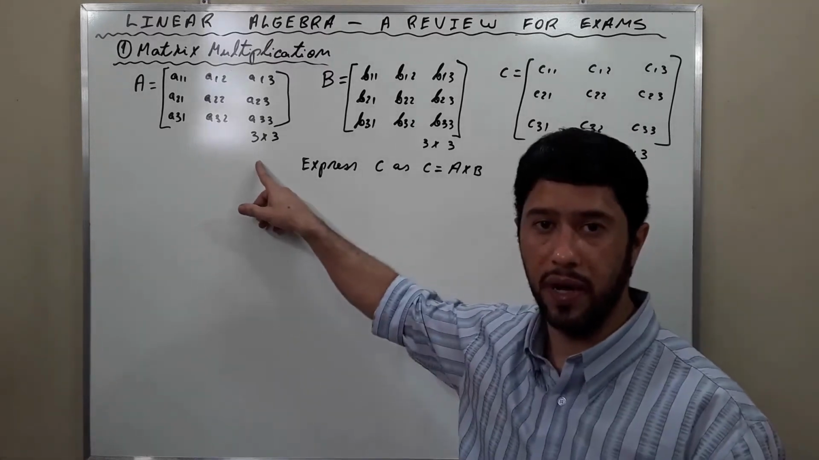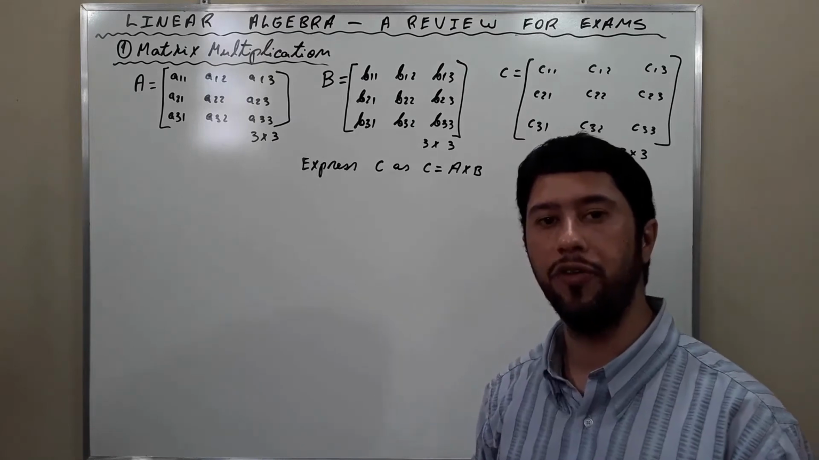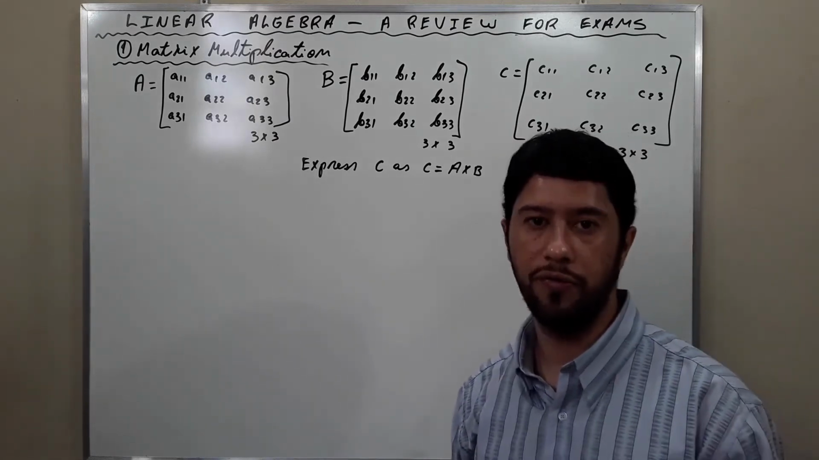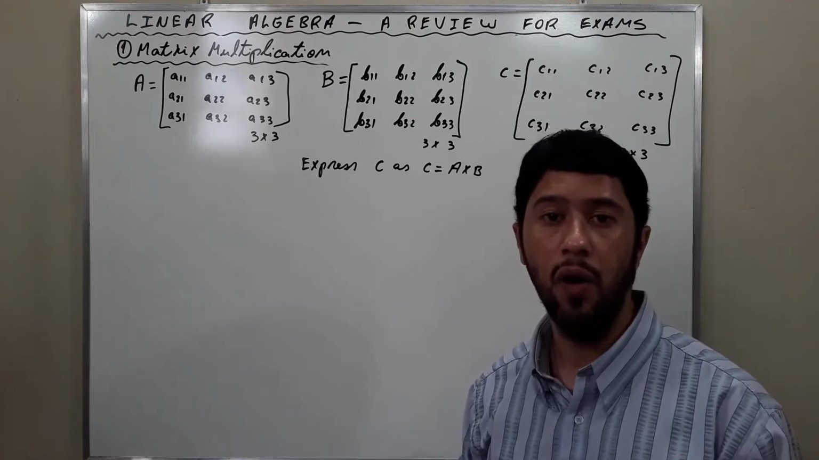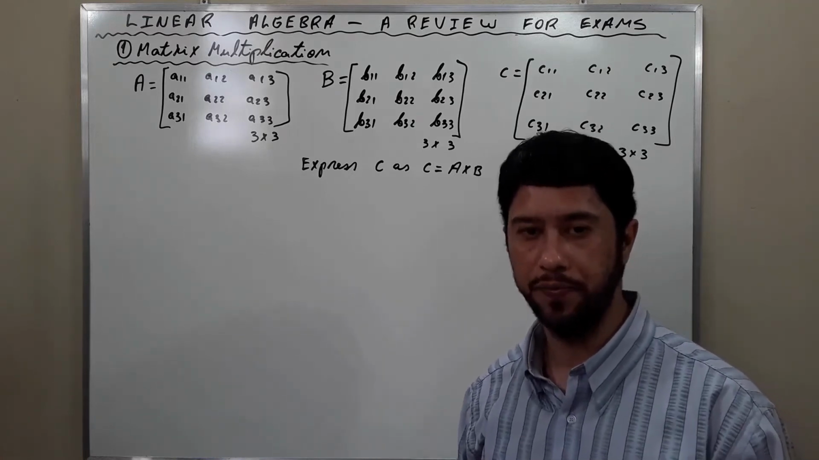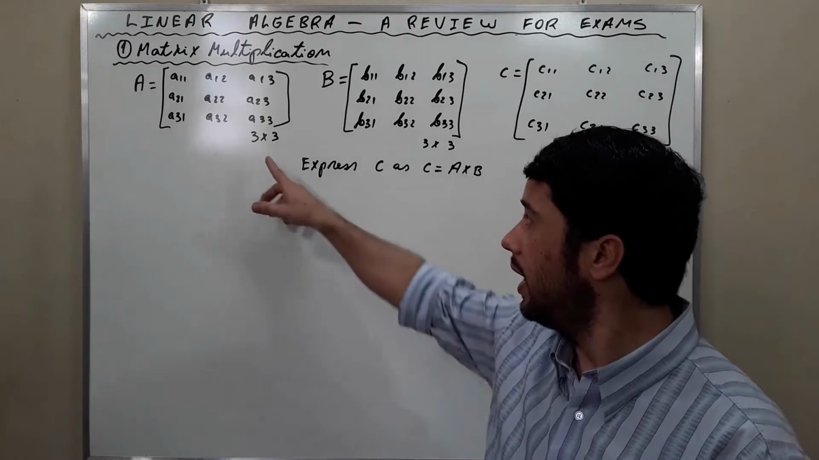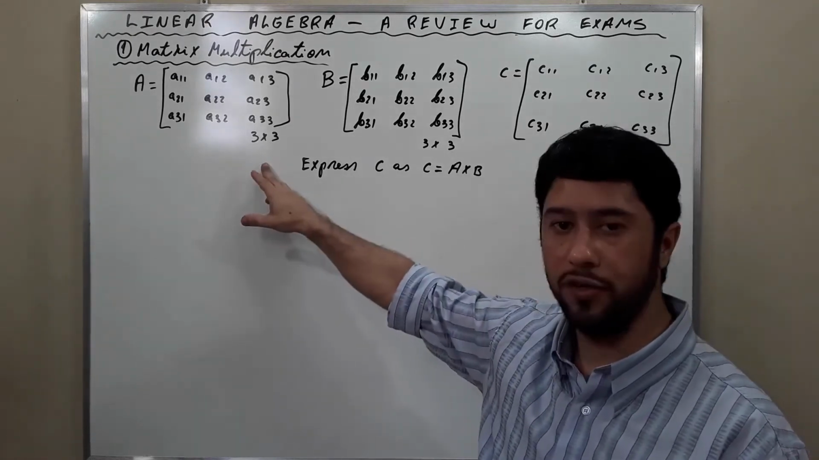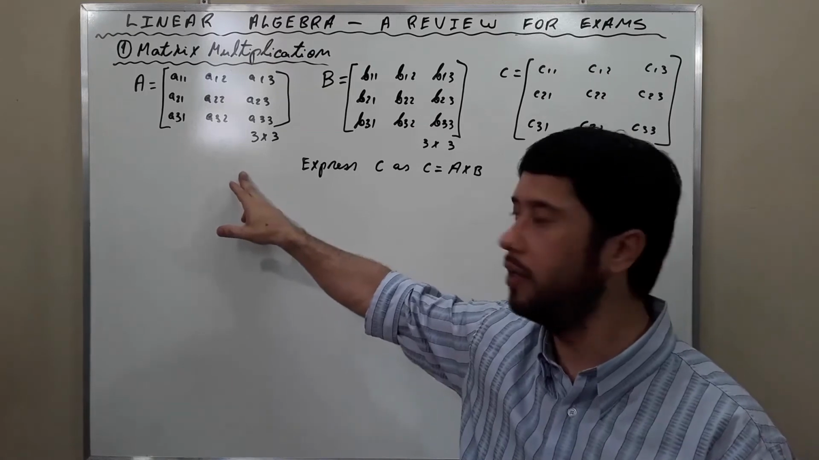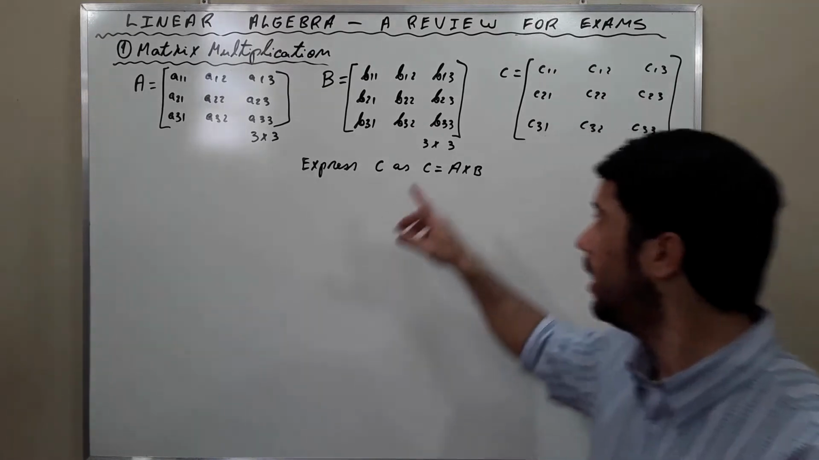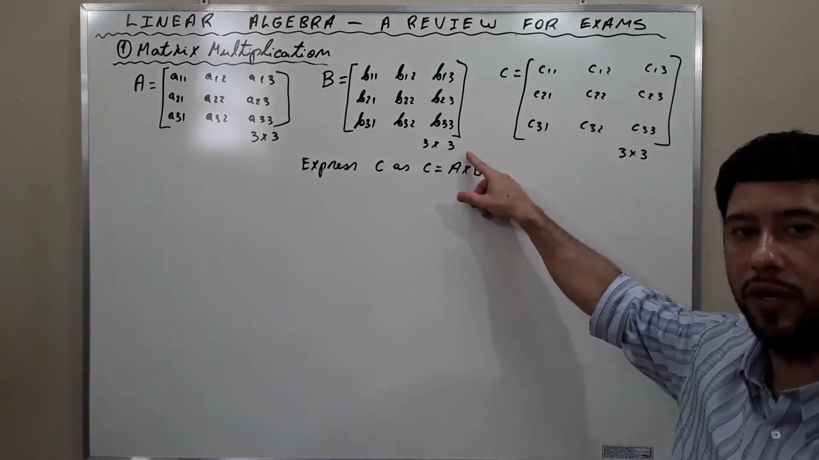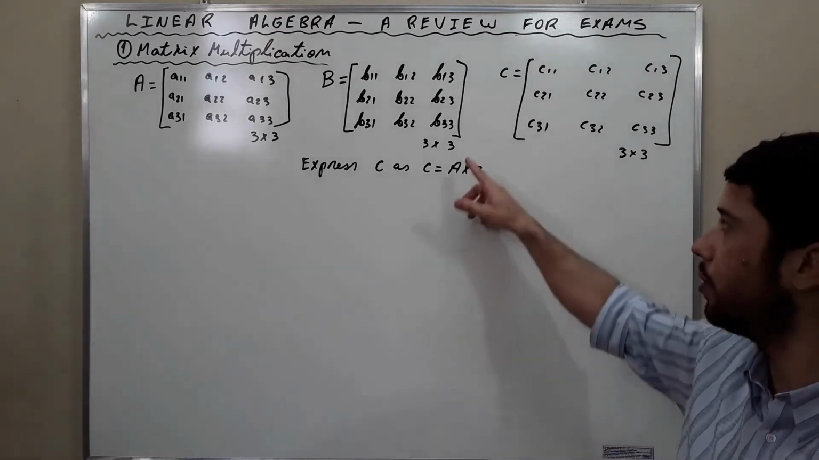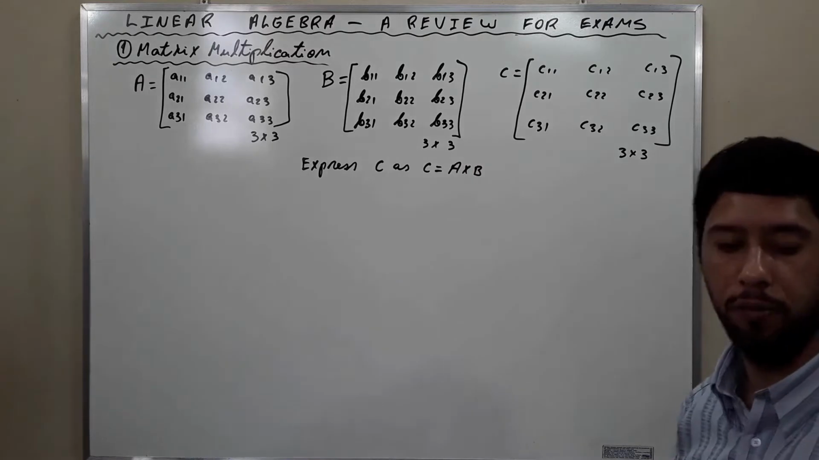In linear algebra, matrices represent transformations on vectors. You are going to somehow modify a vector. Let this 3 by 3 matrix represent a transformation. We're calling here transformation A. And let this 3 by 3 matrix represent another transformation, and we're calling it transformation B.